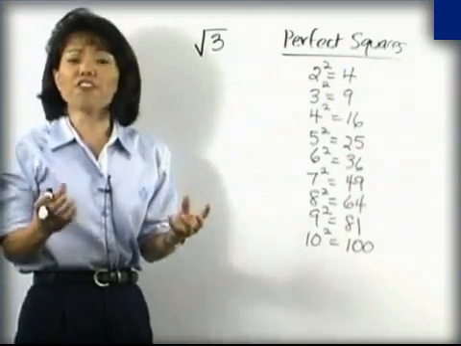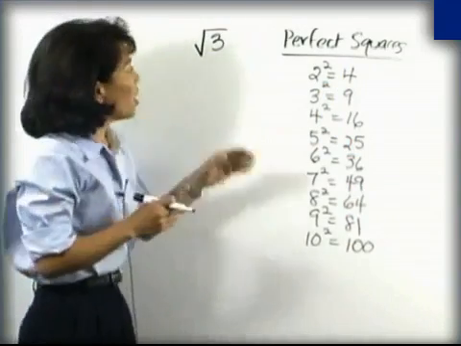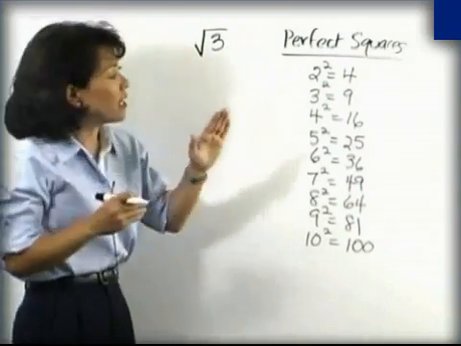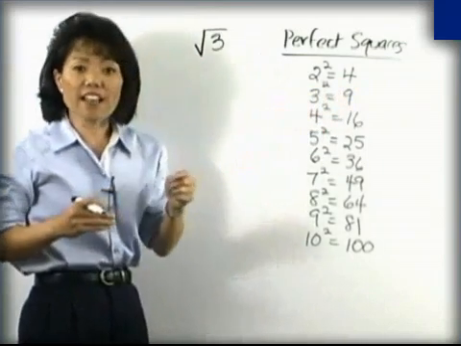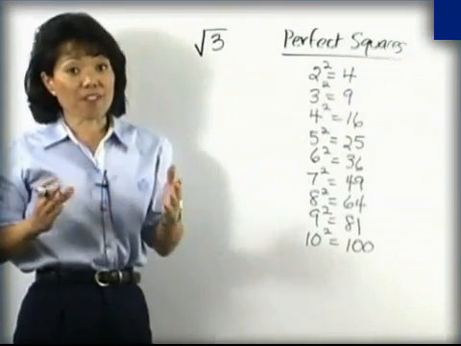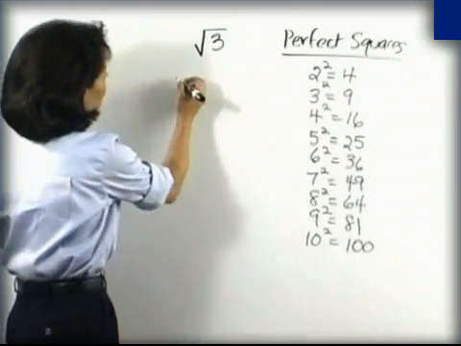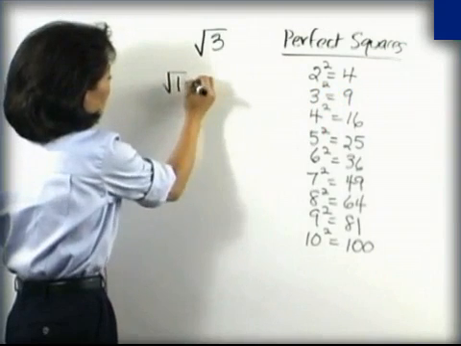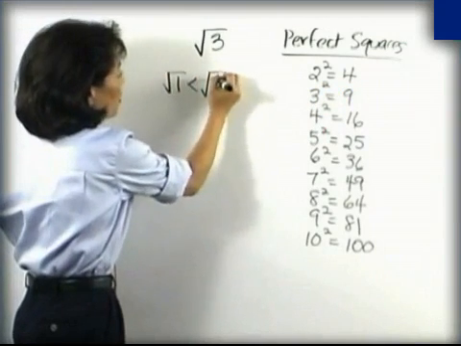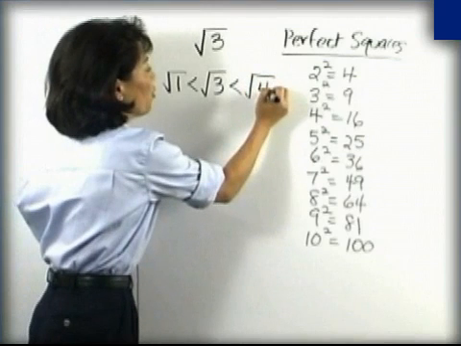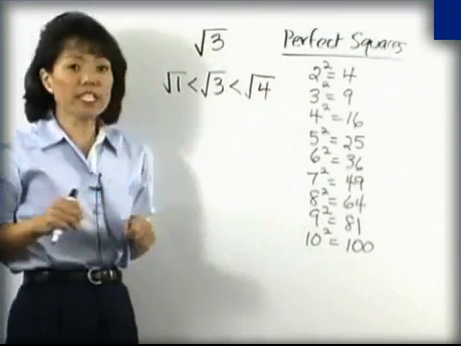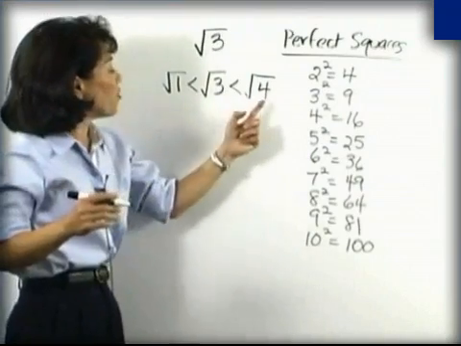How do I get a feel for what the size of the square root of 3 is? Well, I do know that the number 3 is between a couple of square roots. 3 is less than the square root of 4, and it's bigger than the square root of 1. Let me show you. I have the square root of 1, which I know is less than the square root of 3, which I know is less than the square root of 4. Obvious, because 4 is bigger than 3, and 1 is less than 3. Now, why did I choose these numbers in particular? Because these happen to be perfect squares.